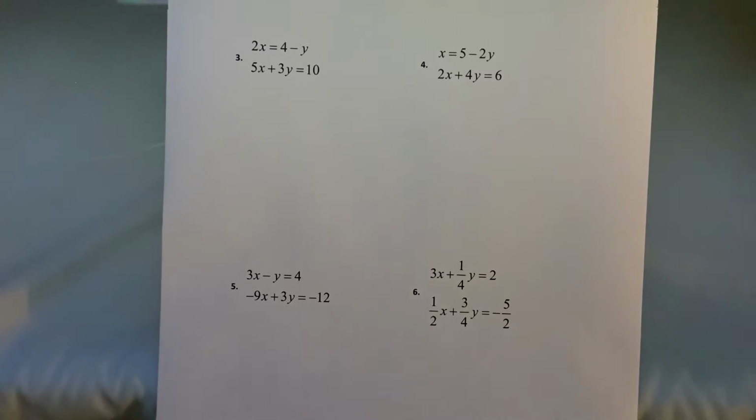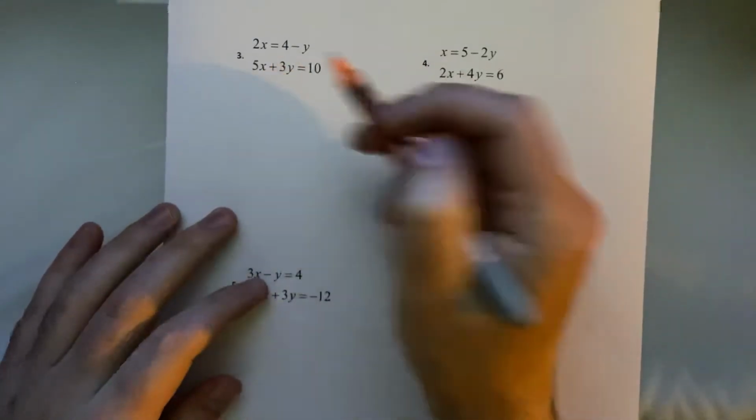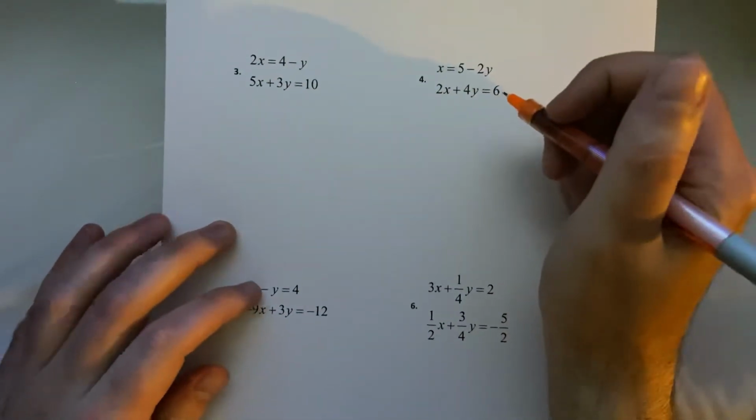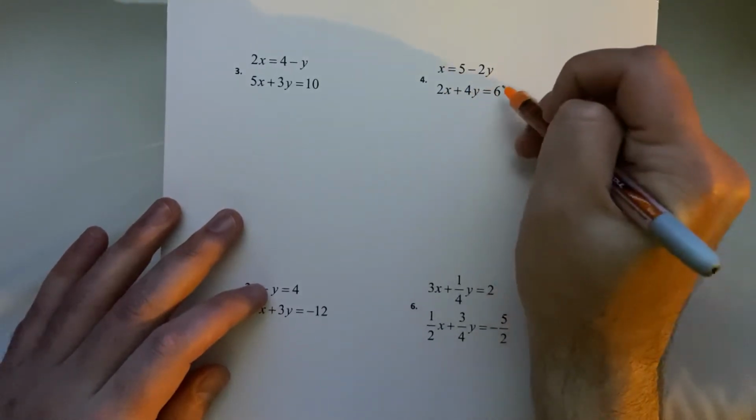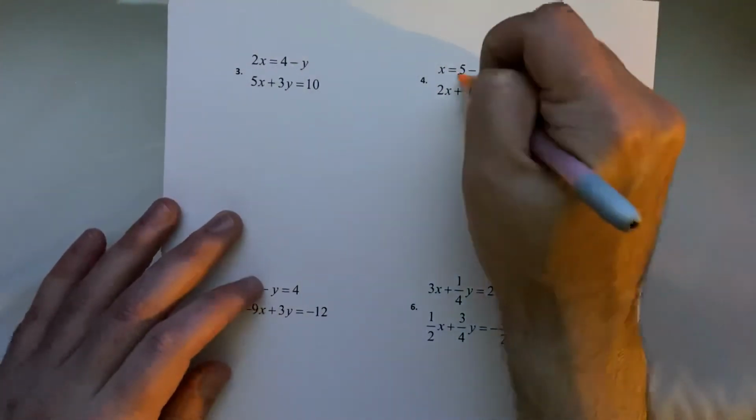Let's talk about potential outcomes. Let's talk about number 4. Number 3, I think you can manage. Number 4: x equals 5 minus 2y, 2x plus 4y equals 6. This is going to be a special case, and we'll see why.